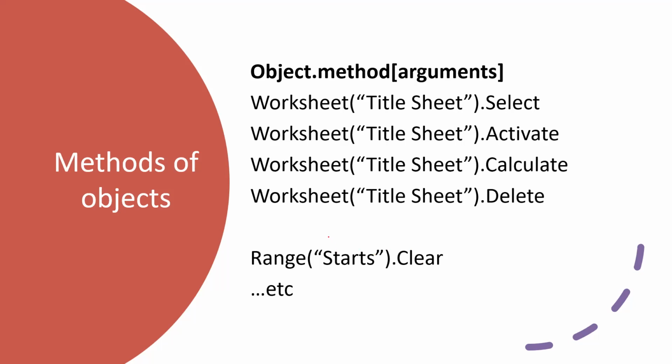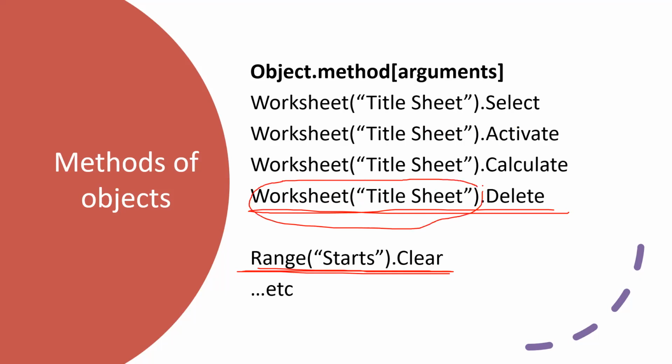Now, here you can see, for example, range dot clear. This is a kind of a range, right? Although we use the worksheet and title sheet, this is a whole sheet. Delete. I think you can assume from the delete command, the clear command, right?